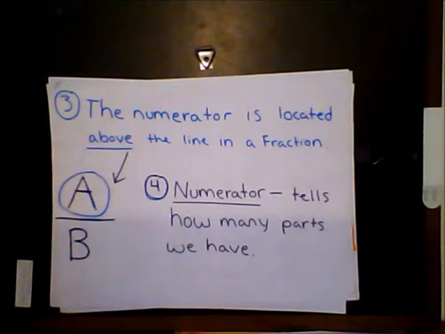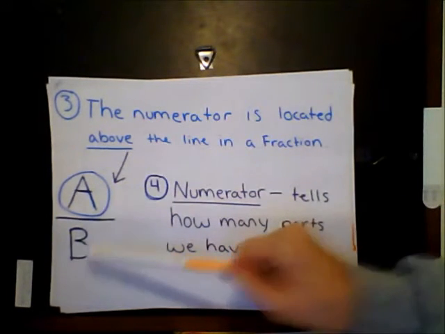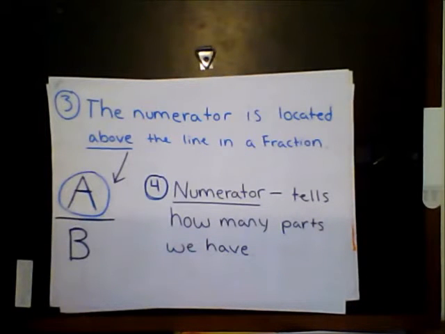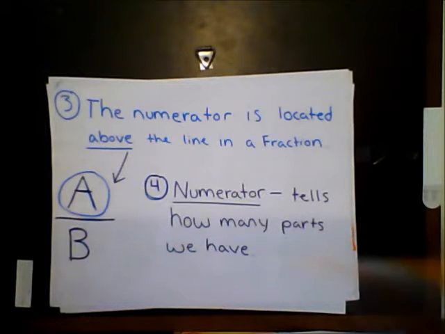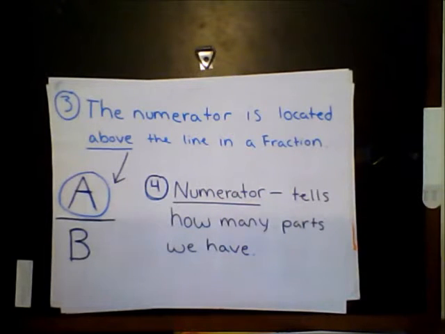Now let's discuss the parts of a fraction. We can see that a fraction has two different parts, a and b. The numerator is located above the line in a fraction. The definition tells us that the numerator tells how many parts we have.